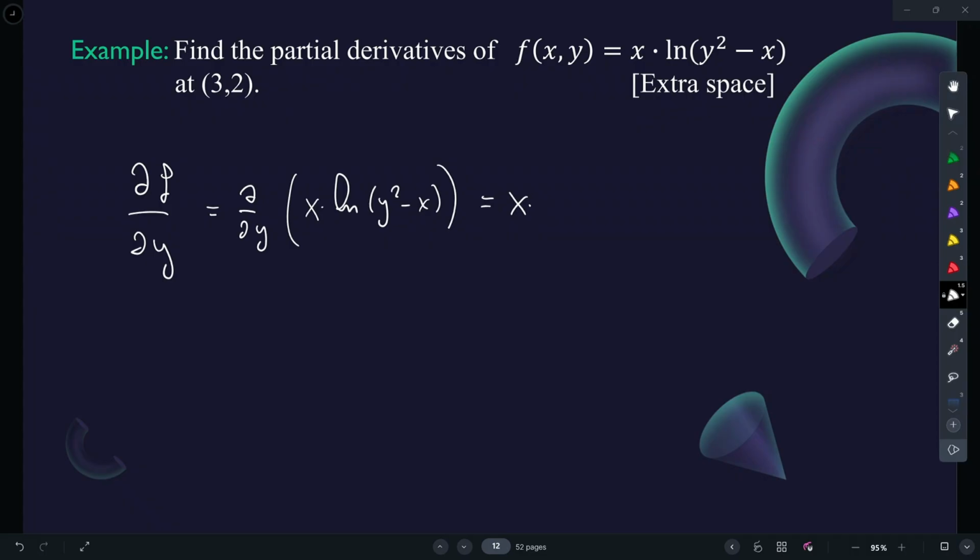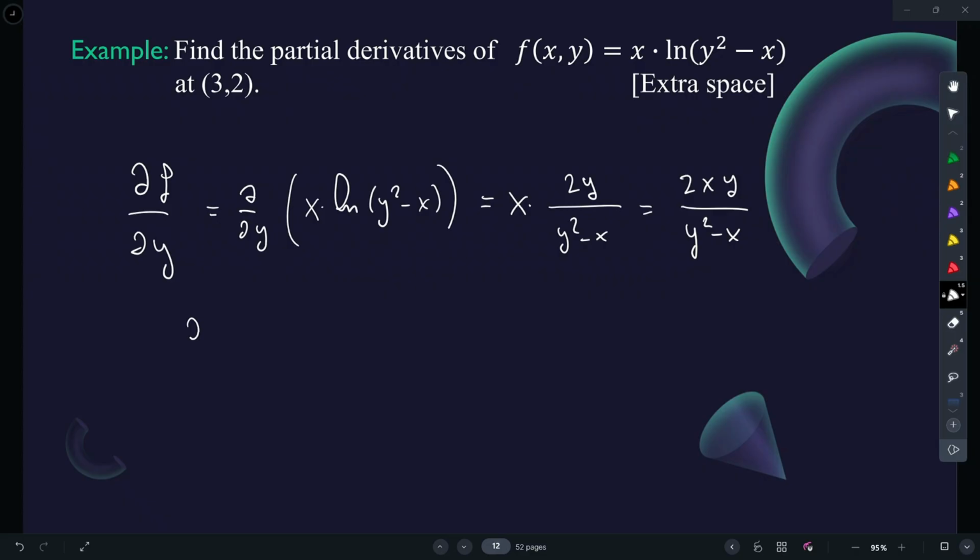There I do need to use the chain rule. It's going to be 1 over x evaluated at the inside times the derivative of the inside with respect to y, which is 2y. So the answer here is 2xy divided by y squared minus x.